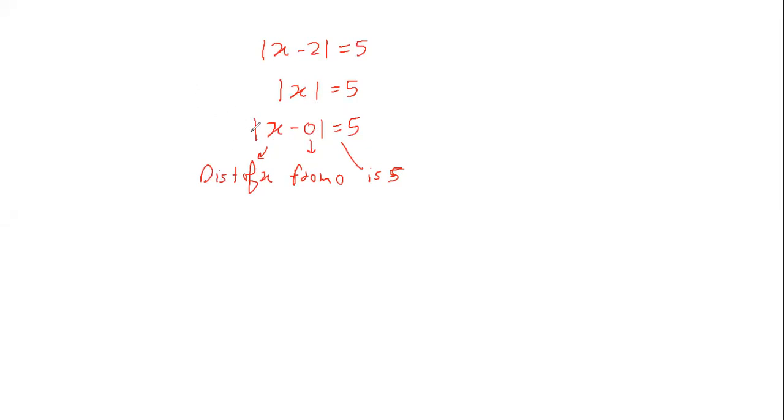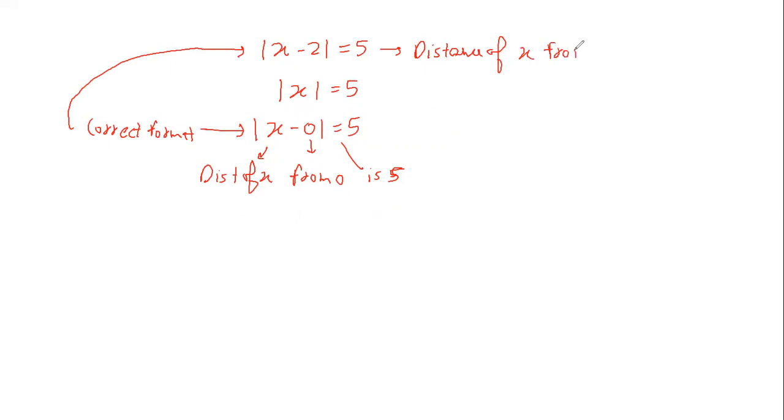Now, if I try to relate, this is the correct format. So when we write modulus, this is the correct format to write a modulus. Now, if we try to relate this format with this, so mod x minus 2 is equal to 5, how we will read this? So we'll simply read it distance of x from 2. Likewise, we did the distance of x from 0. Here we'll do the distance of x from 2 is 5.